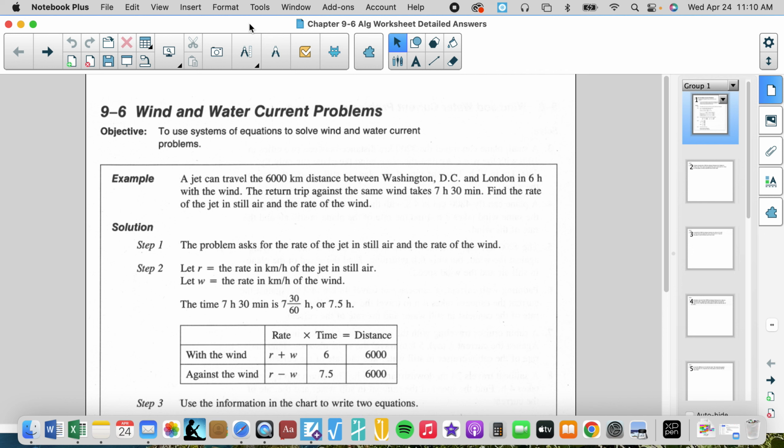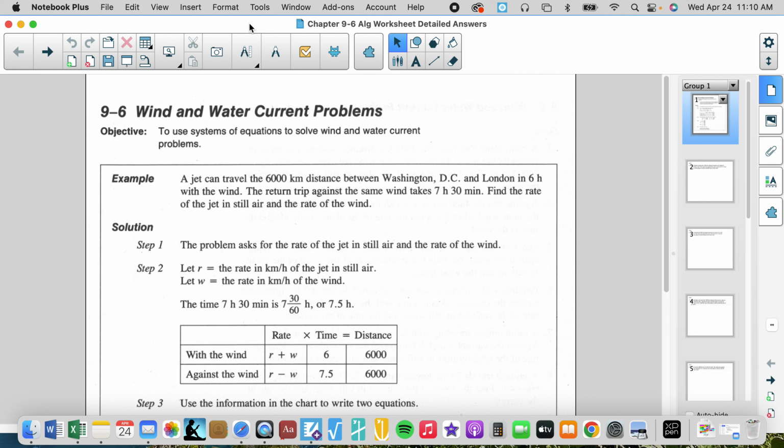So we will take this. A jet can travel 6,000 kilometers between Washington, D.C. and London in 6 hours with the wind. The return trip against the same wind takes 7 hours and 30 minutes. Find the rate of the jet in still air and the rate of the wind. So the jet's going to go a certain speed. It's going to slow down because of that wind speed. So wind is either going to help it in one direction or hurt it in another direction.